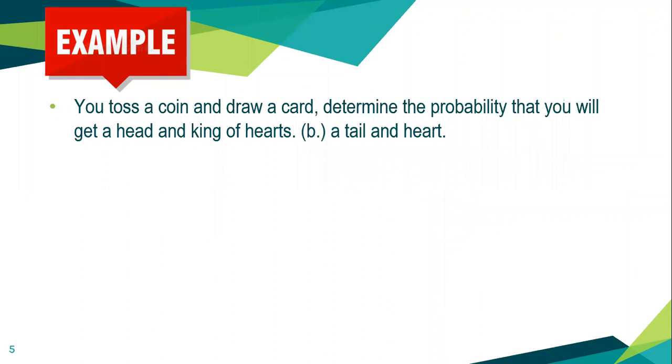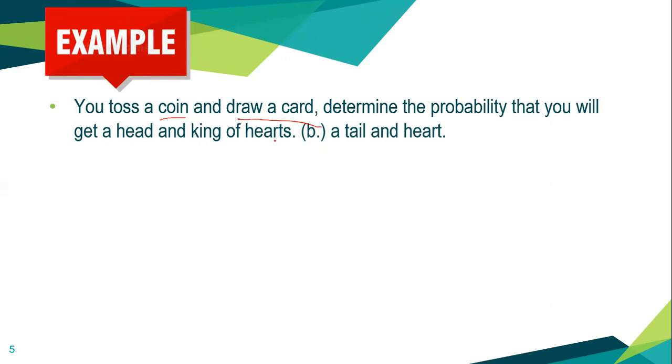You toss a coin and draw a card. Determine the probability that you will get a, head and king of hearts, and letter B, a tail and a heart. Okay? So ngayon naman, dalawang experiment na. Bakit dalawa? Kasi you need to toss a coin first. Coin muna yung gagamitin nating medium. Then after tossing a coin, magdodraw ka naman ng card. So those are different events. And syempre, independent events sila kasi hindi naman naapektuhan nung pag-toss mo ng coin yung pag-draw mo ng card. Wala namang binigay na condition.